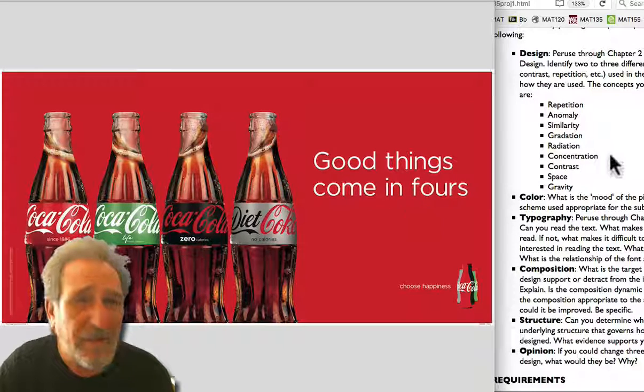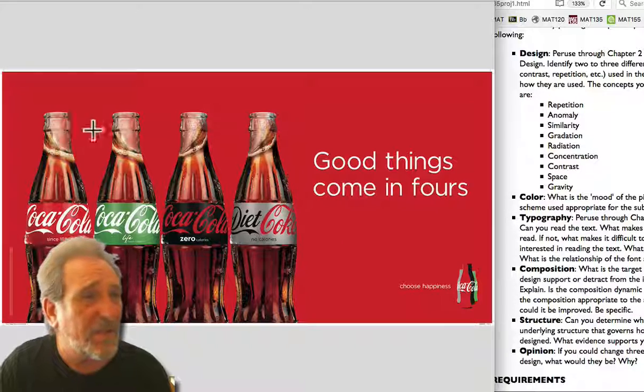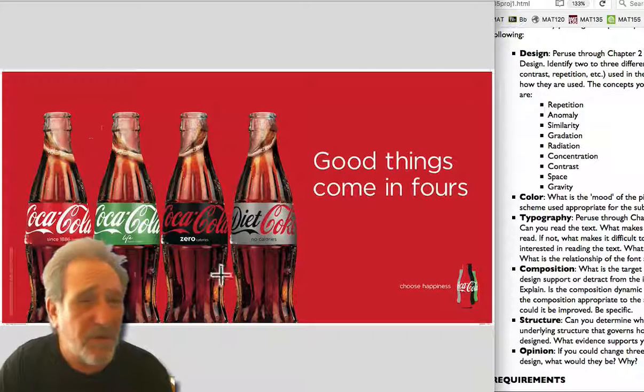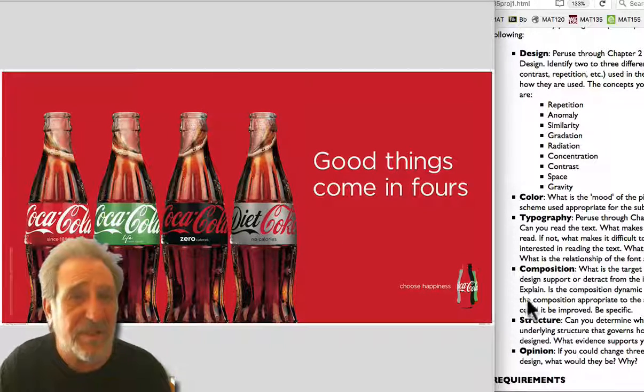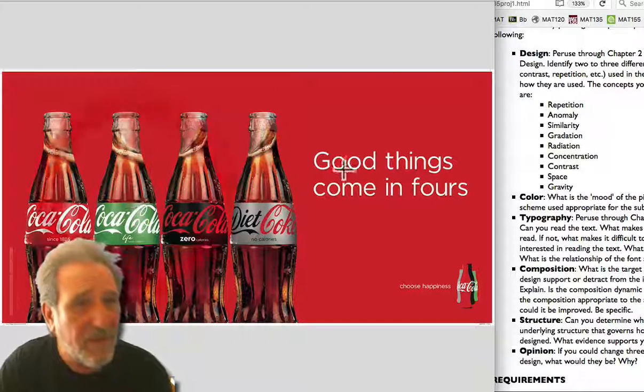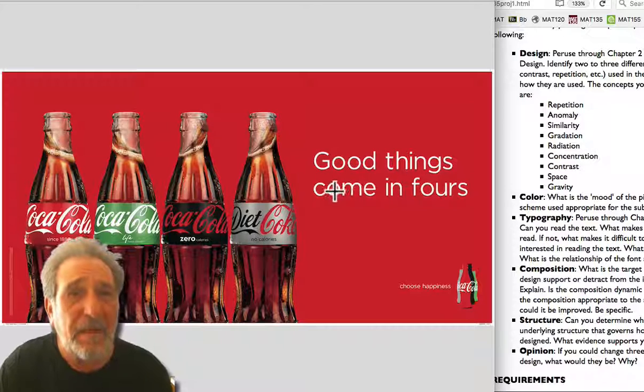Let's see what else we have here. No gradation, no radiation, no concentration. Maybe a little concentration because everything is pushed over to one side. The composition is dynamic because it's not centered, right? It's off center. We have weight over here and not so much weight over there.